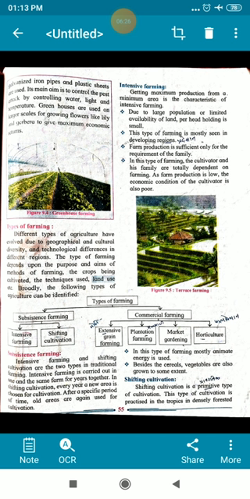Yes, this type of farming is mostly seen in developing regions. So the regions which are developing, which are not yet developed, we can see this type of farming is mostly practiced in such regions which are under development.